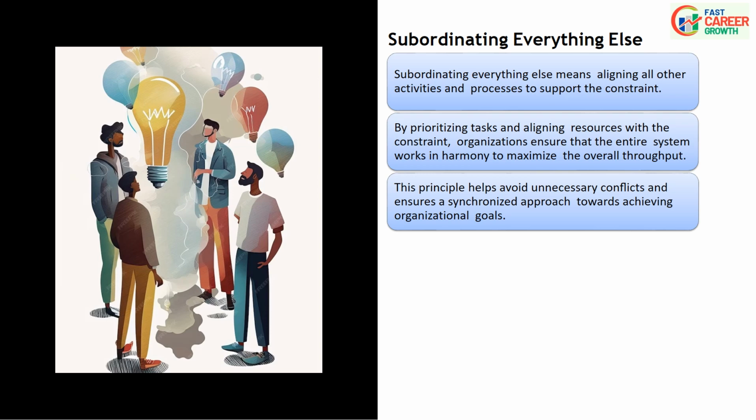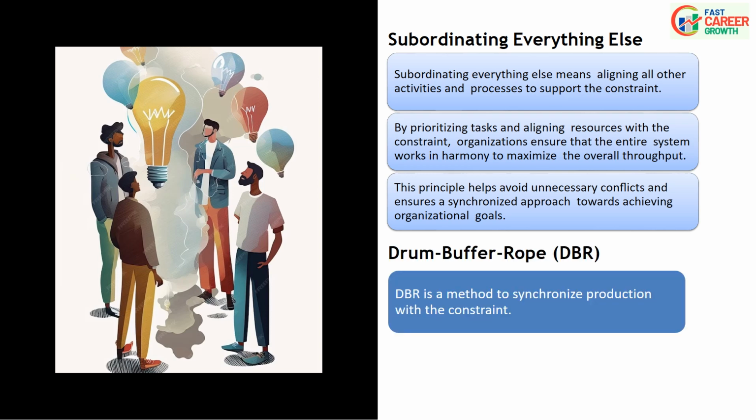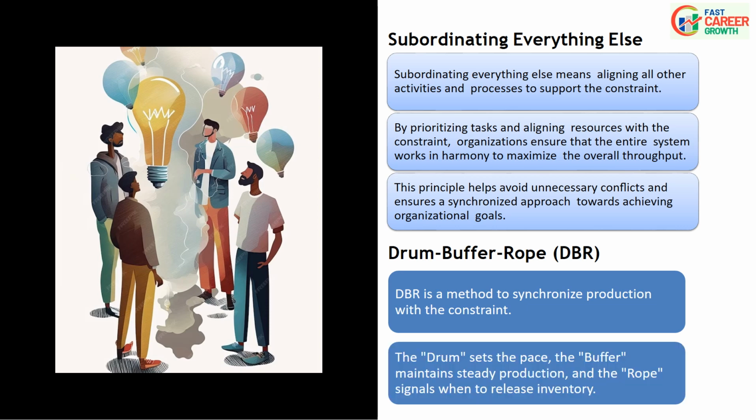Drum buffer rope (DBR). Synchronizing production with DBR. DBR is a method to synchronize production with the constraint. The drum sets the pace, the buffer maintains steady production, and the rope signals when to release inventory.